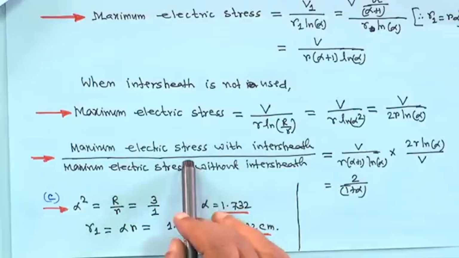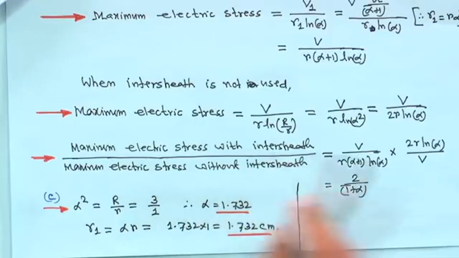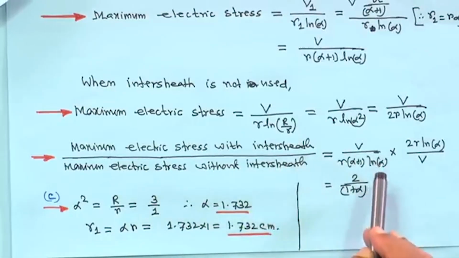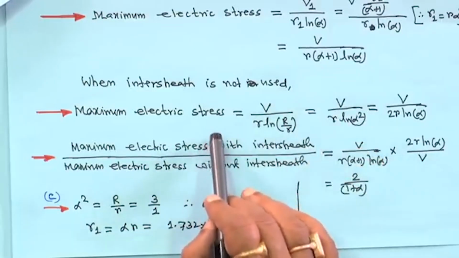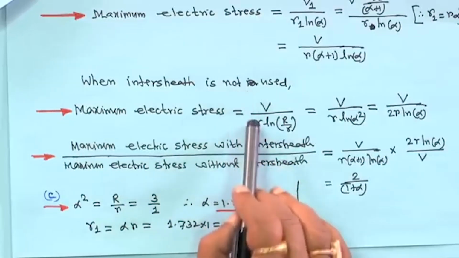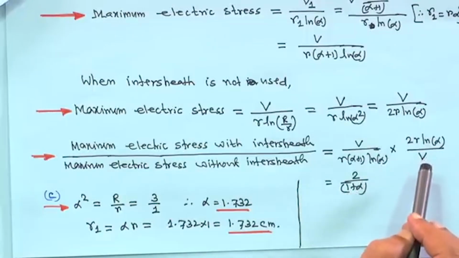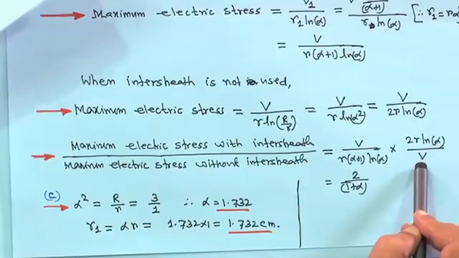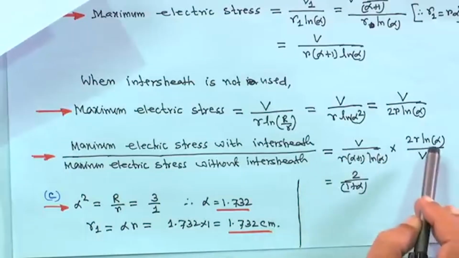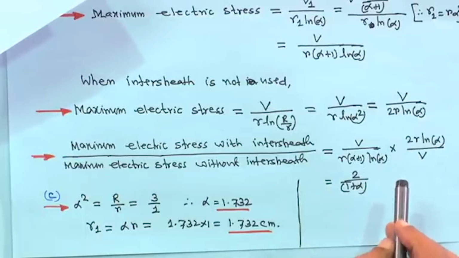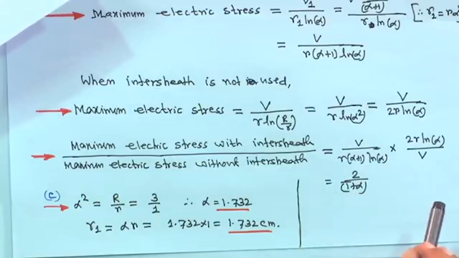Therefore, the ratio will be maximum electric stress with interseath and maximum electric stress without interseath. So, maximum electric stress with interseath is V upon r (alpha plus 1) ln alpha, and when interseath is not used, it is V upon 2 r ln alpha. So, divide it. V will go to the denominator and come to the numerator, so it will be 2 r ln alpha upon V; V will be cancelled, ln alpha will be cancelled, r will be cancelled. Finally, it will be 2 upon 1 plus alpha, this is the ratio, right.